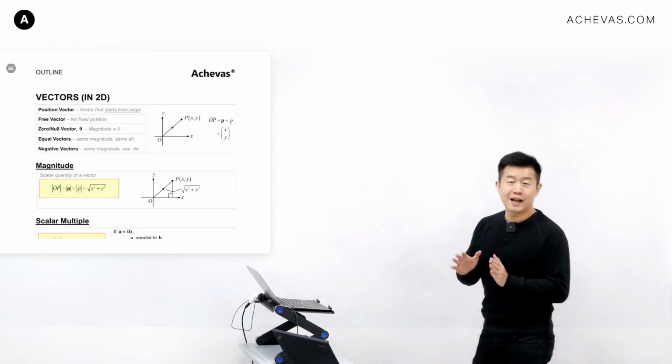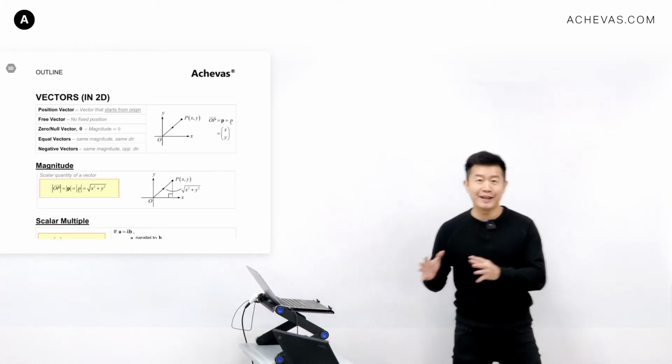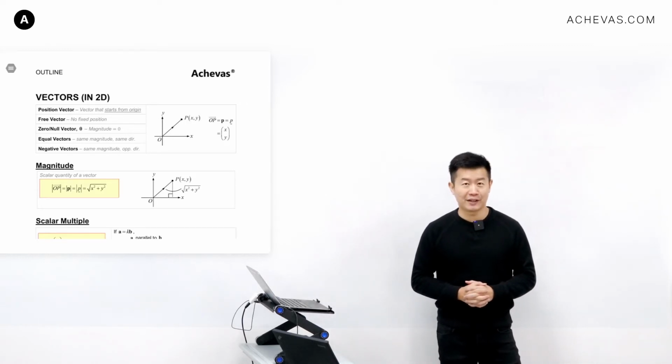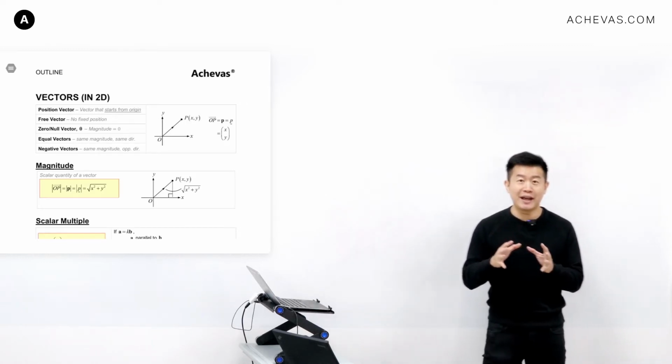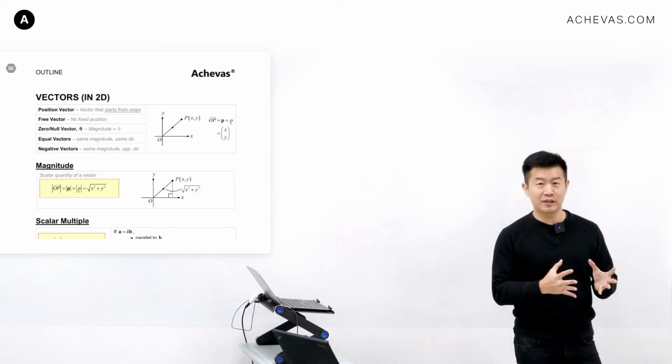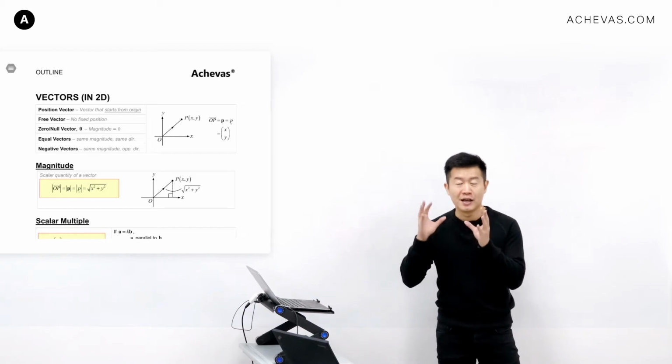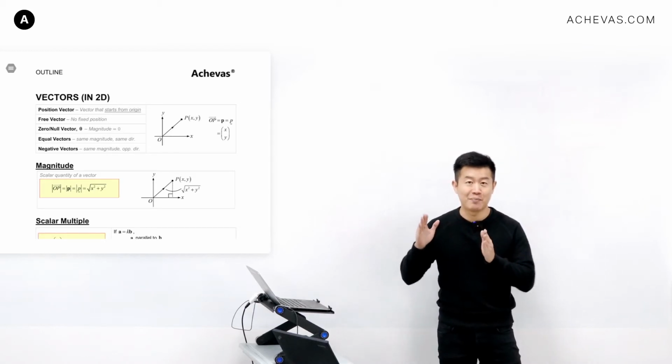Vectors are quantities that come with both magnitude and direction. In fact, I think you already know some stuff about vectors. In kinematics, you were already exposed to vector quantities. For example, you first learned about distance. Distance is called a scalar quantity because it just has a magnitude.